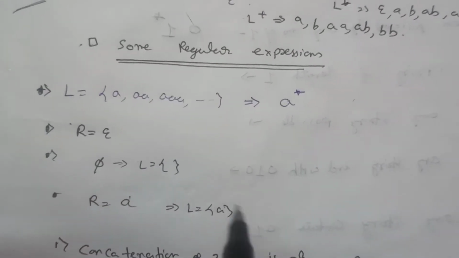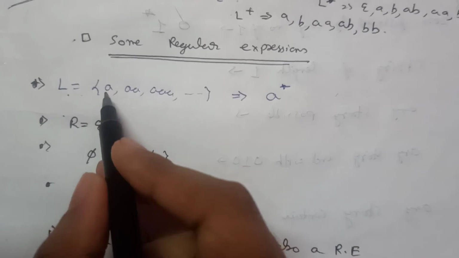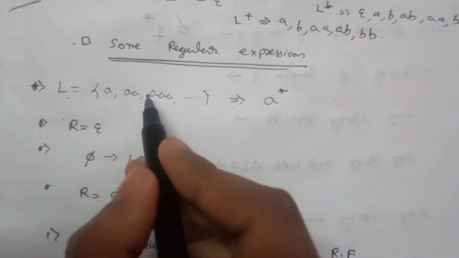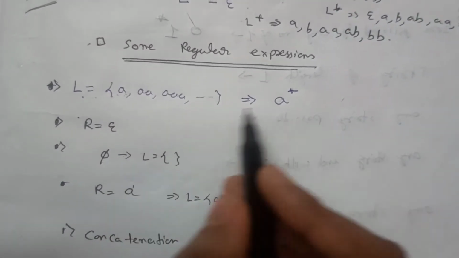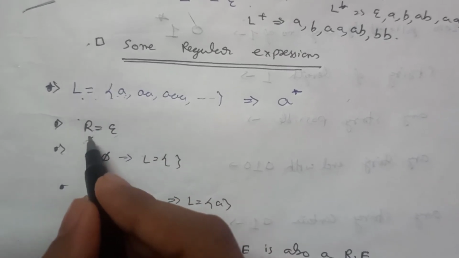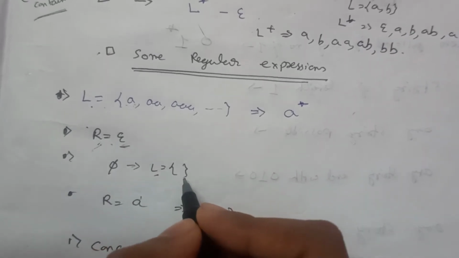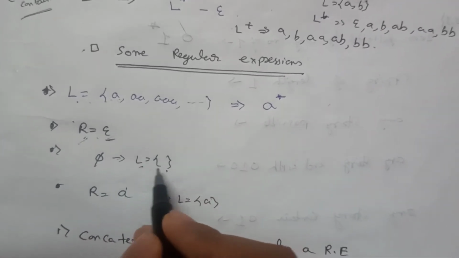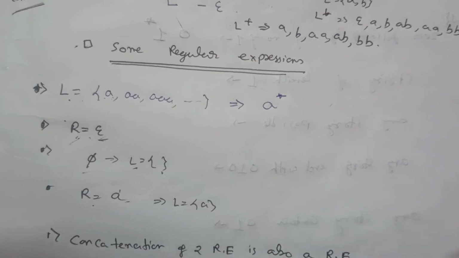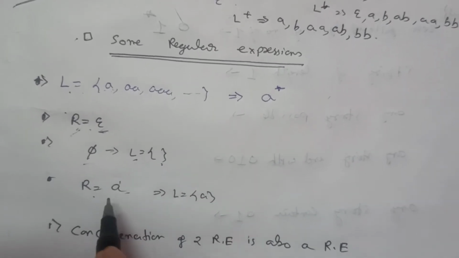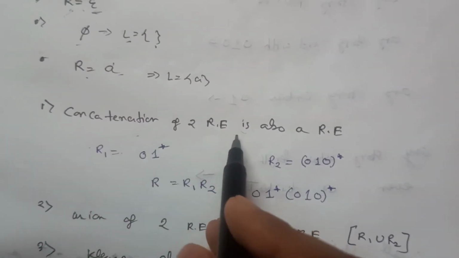So there are some regular expressions. Suppose L is a language where the strings are all combinations of A, so it will be A star. I have already shown you what Kleene closure is. And R can also be null. What is R? R is a regular expression. So a regular expression can contain only null. And if a language contains nothing, not even null, then I write it like that. And if R is a, the language is only A. So this is also a regular expression. Now we will see some properties of regular expressions.